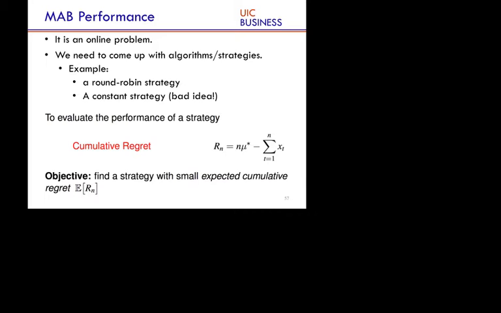The expected cumulative regret is 0 if you use the k star corresponding to nu star, the arm corresponding to nu star. So it's called regret because it's talking about this difference. And if the cumulative regret is small, if it's not growing linearly with the number of rounds, it means that you're doing something intelligent as the number of rounds progresses.